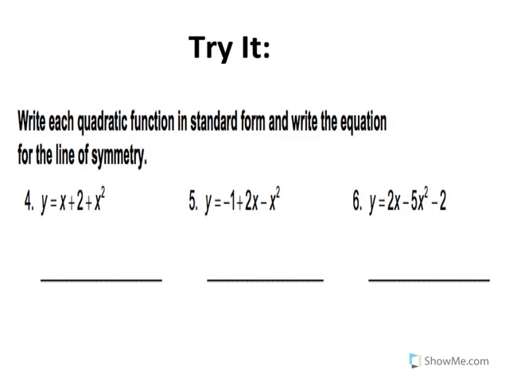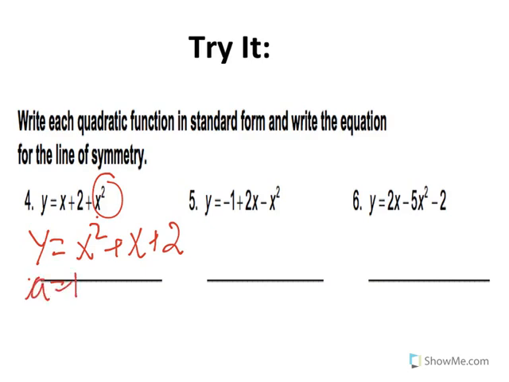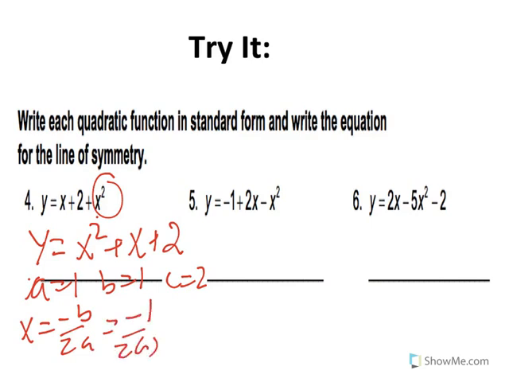Right, so even though this equation looks kind of weird, we have an x squared here, so let's rewrite this. So y equal to x squared plus x plus 2. So then always write it in standard form. So we know that a is 1, b is also 1, and c is 2. So then the axis of symmetry, x equal to negative b over 2a. So this gives us negative 1 over 2 times 1, which reduces to negative 1/2.